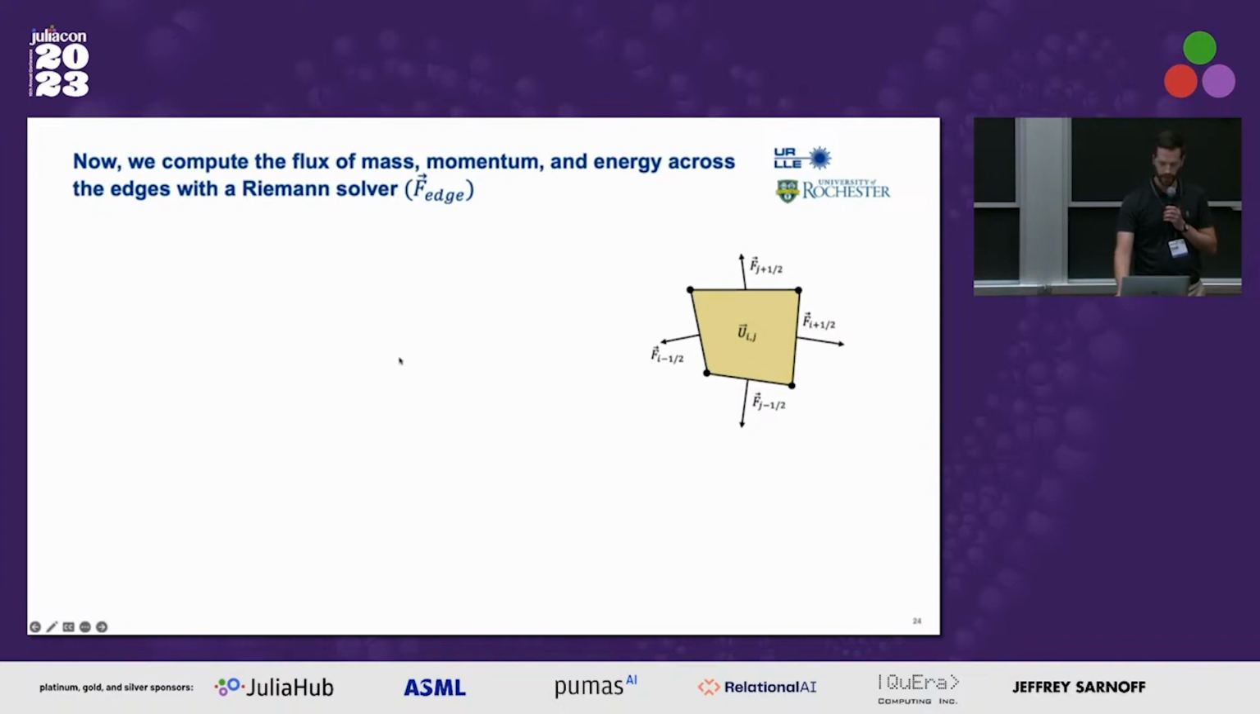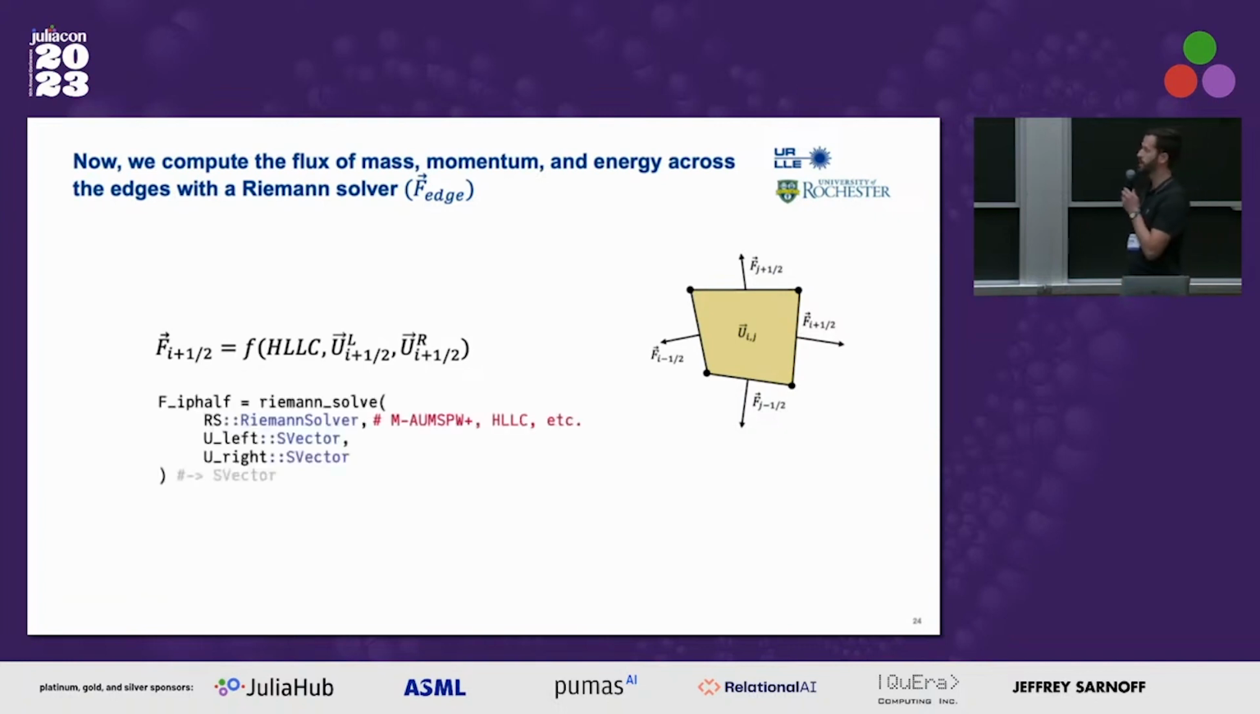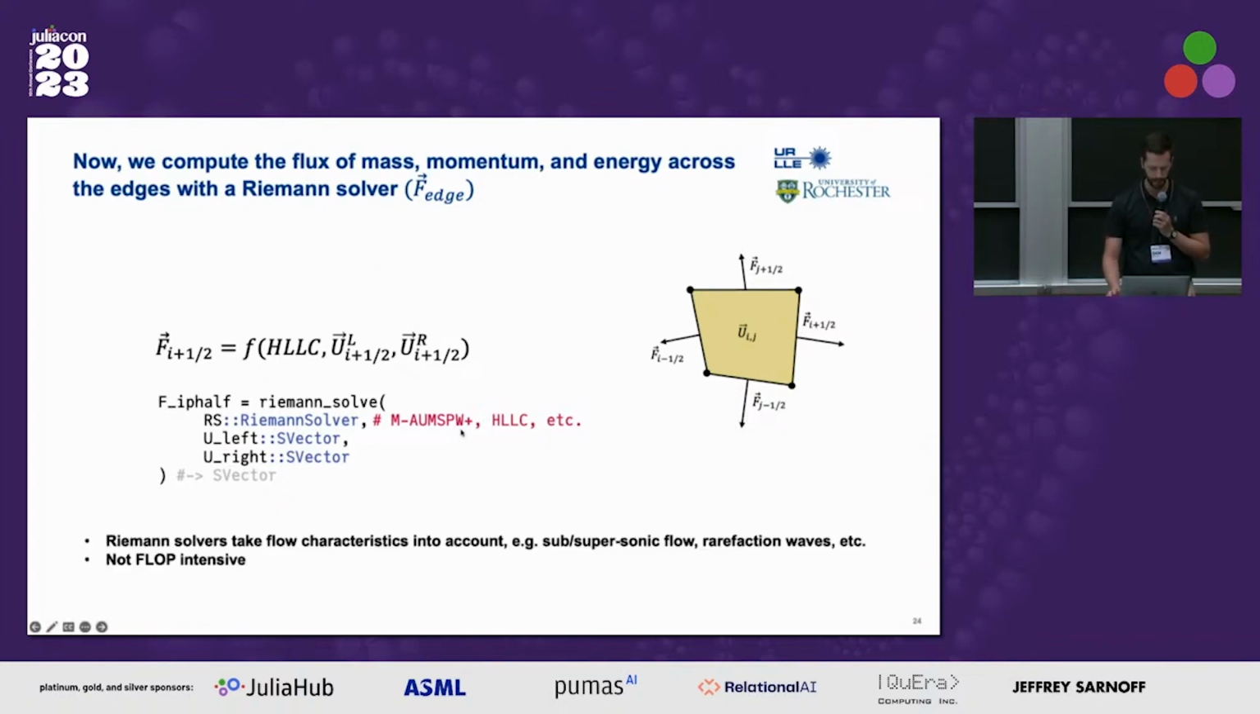Then we have to compute the flux of material across the edges. This is just calling a Riemann solver. So here's the math version and the Julia version. We just pass it the state on the left and the right side of the edge, and then we give it a Riemann solver. These are different types of solvers that you can use, but in terms of the function, it doesn't matter. These Riemann solvers take flow characteristics into account, things such as subsonic or supersonic flow, rarefaction waves. But the point here is that these are not traditionally flop intensive. They're more memory bound.